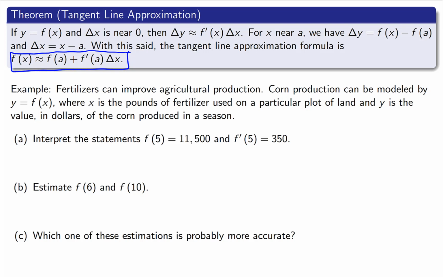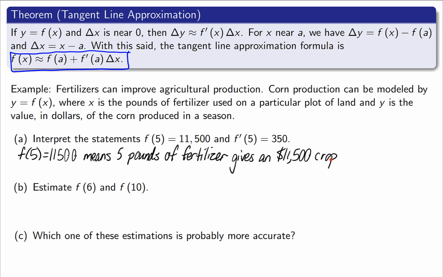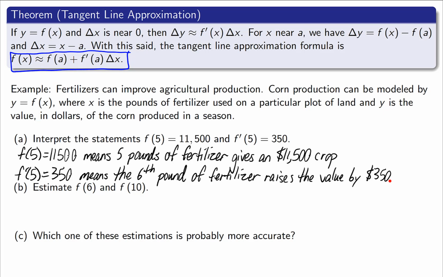But let's start off by interpreting the two statements. F of 5 equals 11,500. 5 pounds of fertilizer would give an $11,500 crop. Very good fertilizer. So then from that, let's talk about what the derivative would really mean. The derivative, again, would be referring to the next one. So when I say f prime of 5 is equal to a value, I'm really referring to the sixth one, the next one, if you will. So that sixth pound of fertilizer will raise the value of the corn by $350.